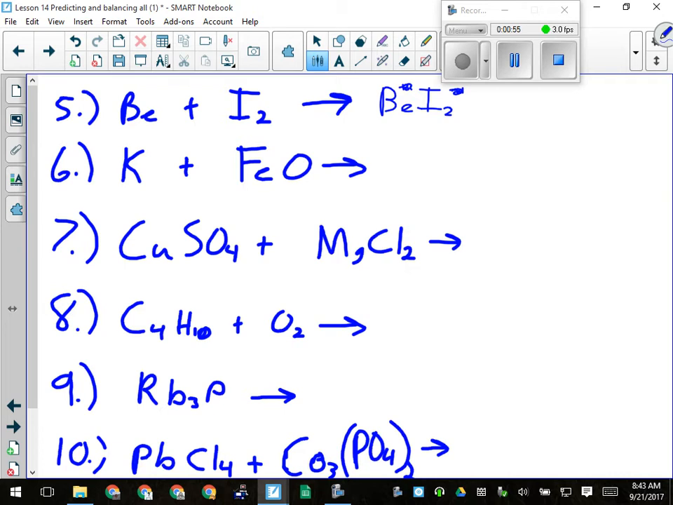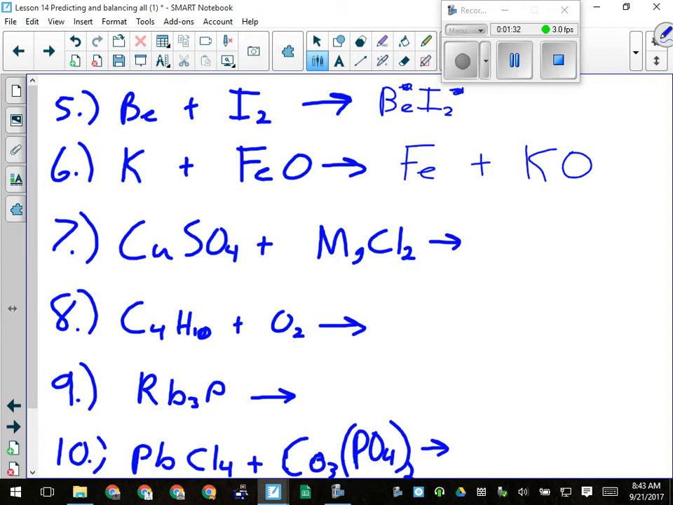I have an element, potassium, reacting with iron 2 oxide. Single replacement reaction. In a single replacement reaction, the lone element will replace the part of the ionic compound that it is like. So potassium is going to replace who? Iron, right? It's going to replace iron because potassium is a metal and iron is a metal. So iron's going to end up alone and potassium is going to end up with oxygen. What are some things I have to check for?